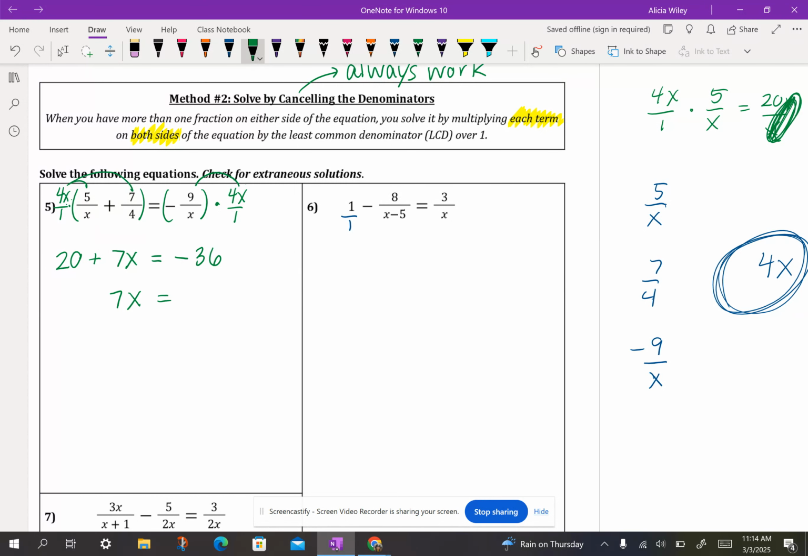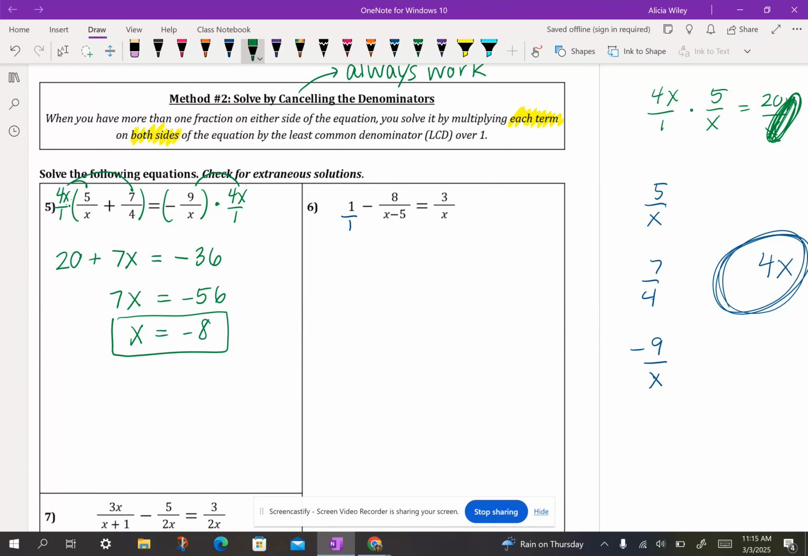Subtract the 20 on both sides. Divide both sides by 7. Check for extraneous solutions. Plugging in -8 here, fine. Plugging in -8 here, also fine. No extraneous solutions. There's your answer.